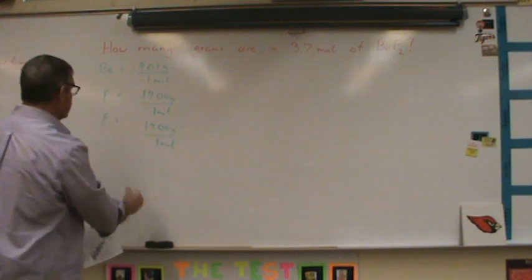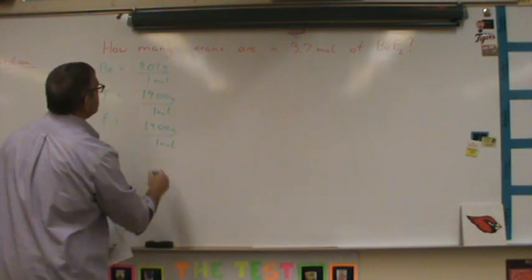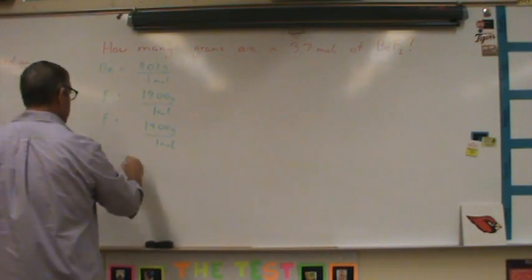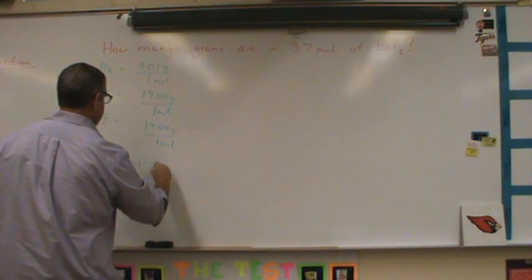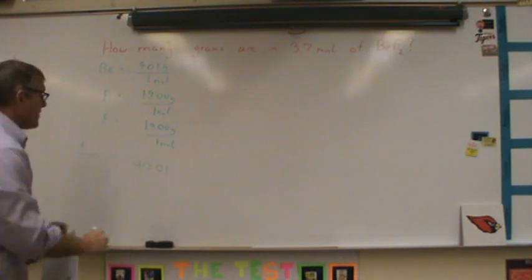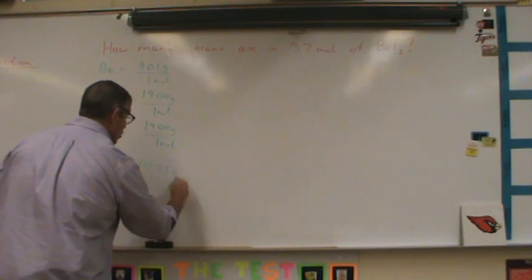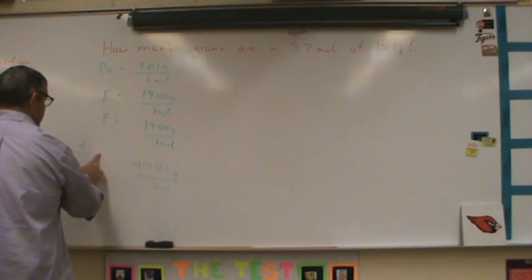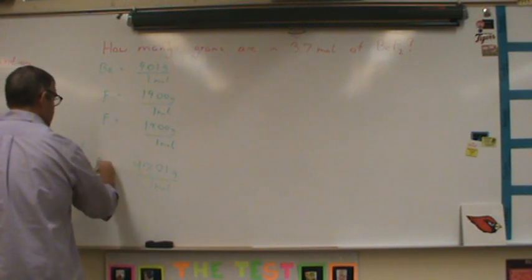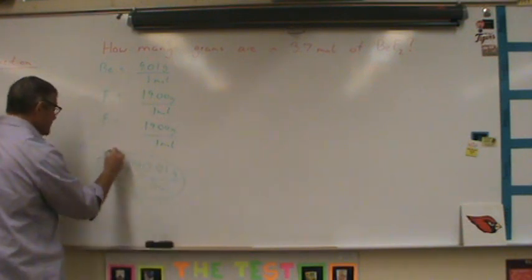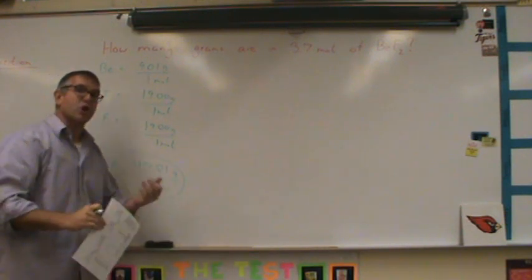Now what does that add up to? So if we add it all up, 19 plus 19 is 38. 38 plus 9 would be 47.01. Make sure I do my math right. Yep. All right. And that's grams per 1 mole. I'll erase that little equal sign because that might confuse people. And that's BeF2. Now that is not the answer, but that is just to get our conversion.